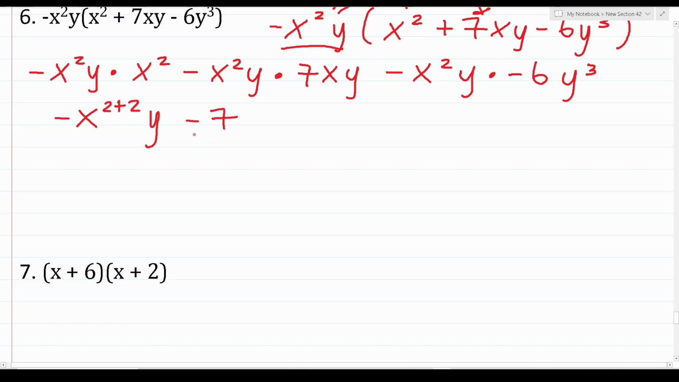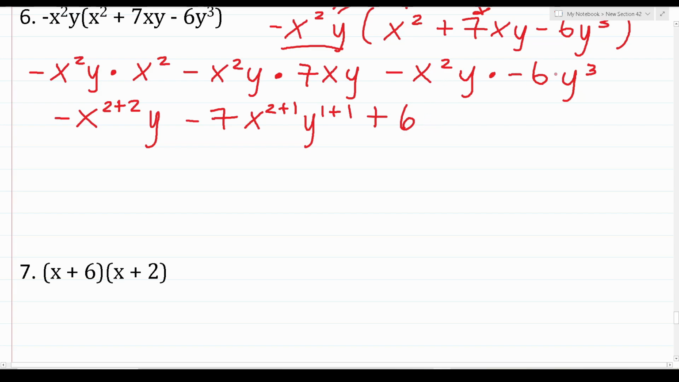Let's take care of the exponents now, starting with the x's. This becomes x to the 2 plus 1. Again, that 1's implied there. And then we have y, and then this is 1 and 1, so that's 1 plus 1. Let's take care of this right here. We have negative x squared y times negative 6y to the 3rd. Again, technically there's a 1 here, so we have negative 1 times negative 6, and negative times a negative is a positive. So this becomes plus 6. And let's take care of the exponents now.